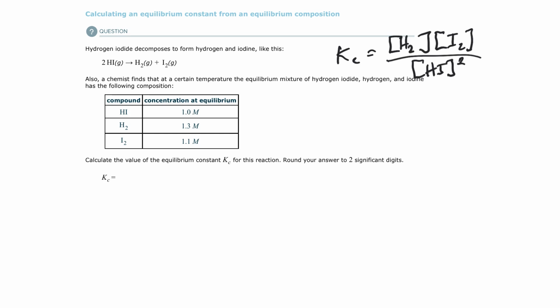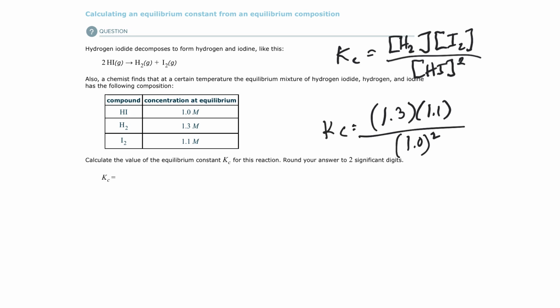So you're simply going to take the concentrations they give you here and put them into this formula. And that's it. So what do we got? We've got H2 has a concentration of 1.3 molar. I2 has a concentration of 1.1 molar. And HI has a concentration of 1 molar, but it has to be squared. So that's Kc.